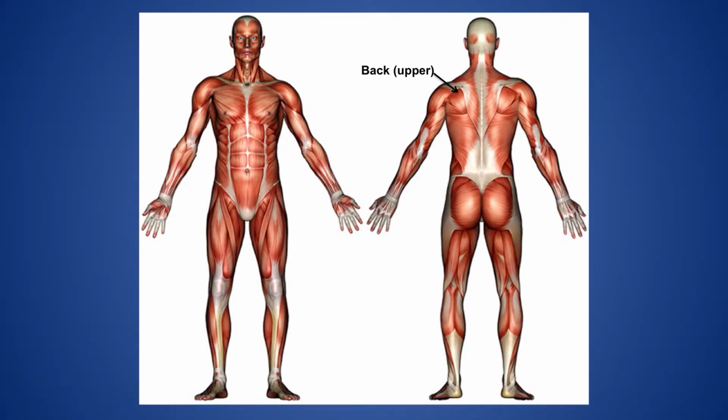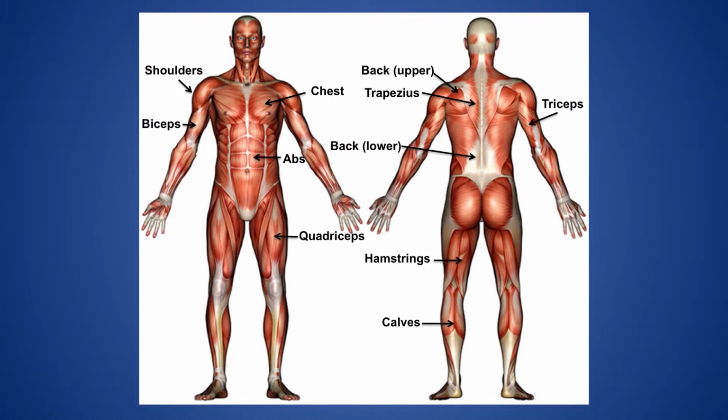The first concept to consider when designing a workout routine is to make sure you target all the major muscle groups of the body. The back, upper and lower, chest, shoulders, which can be further divided into your anterior, medial, and posterior deltoid, trapezius, biceps, triceps, abs, which are part of your core, and legs, the quadriceps, hamstrings, and calves.